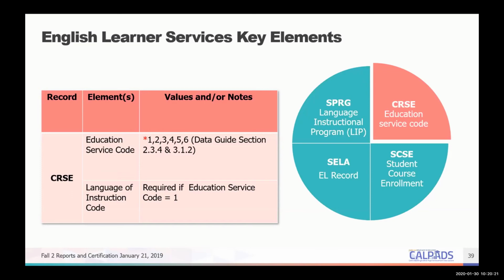And if that course provides primary language of instruction as designated by Education Service Code 1, you have to populate the language of instruction code. And it cannot be 2 codes, right? It can't be English, because we assume every course is taught in English, and it can't be American Sign Language. That's right. Typically, the primary language of instruction for the majority of students corresponds with their primary language, whether they speak Spanish, Hmong, Punjabi, whatever it is. That's right.